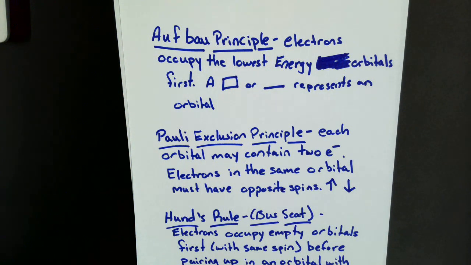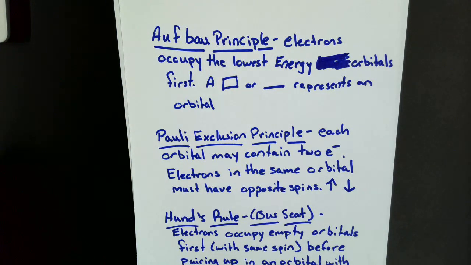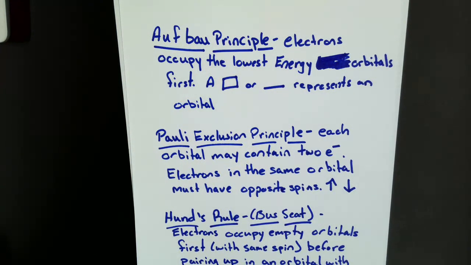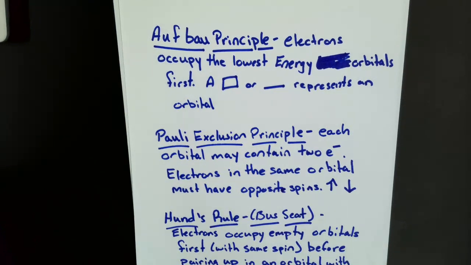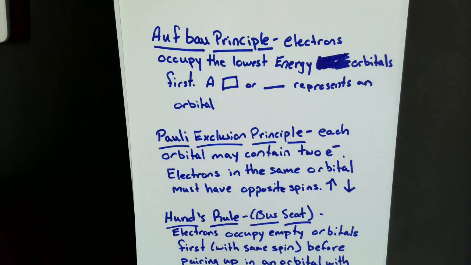So we started last week talking a little bit about the three principles or rules that guide us as we're filling that out. Aufbau principle is the first one, which says that electrons will occupy the lowest energy orbitals first, and that a box or a line on the orbital diagram represents that orbital.